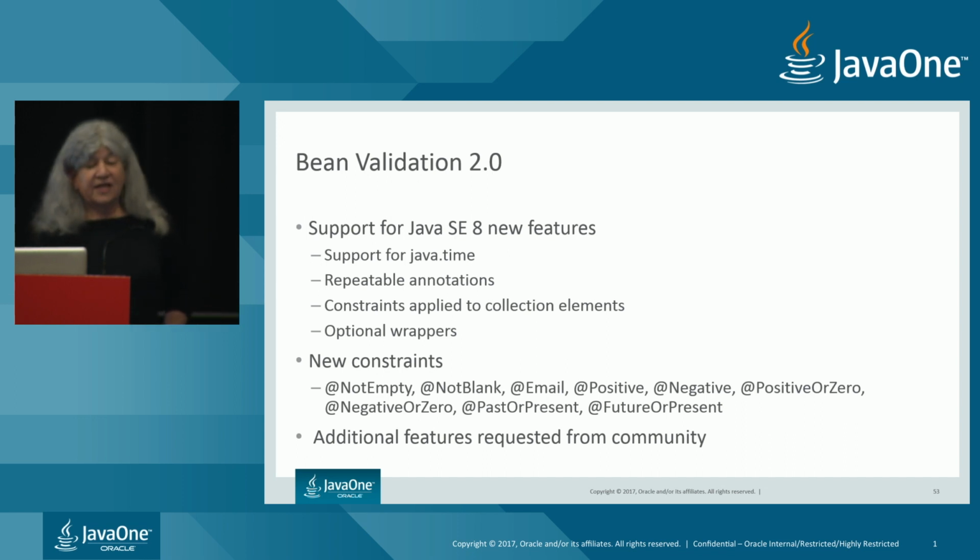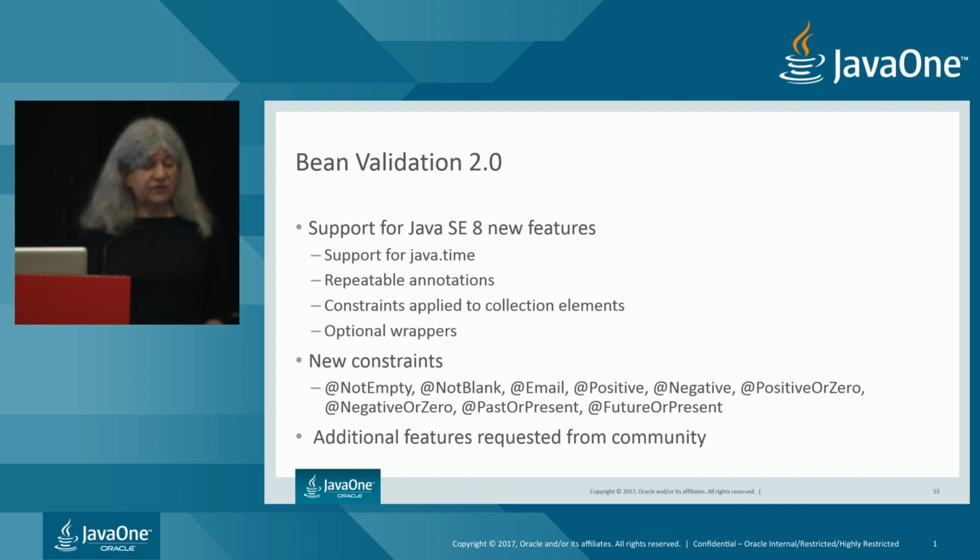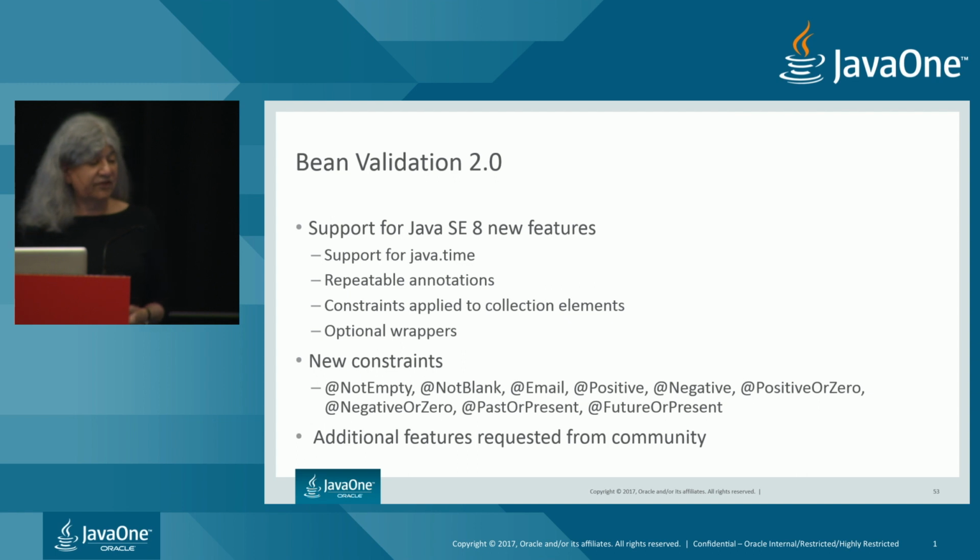Okay, bean validation. So this is another 2.0, I think for good reason. It includes many useful new features. It's modernized to leverage what Java SE 8 provides. It's got support for the Java time APIs, repeatable annotations. You can apply constraints to collection elements, to optionals, and it has a host of new constraints.